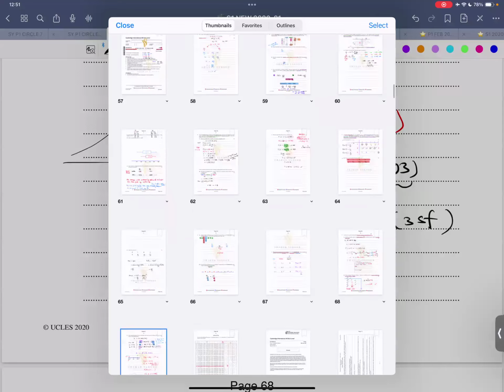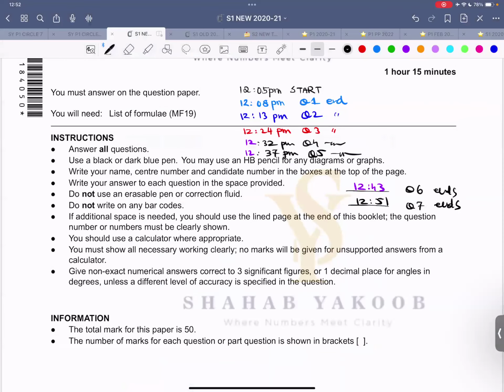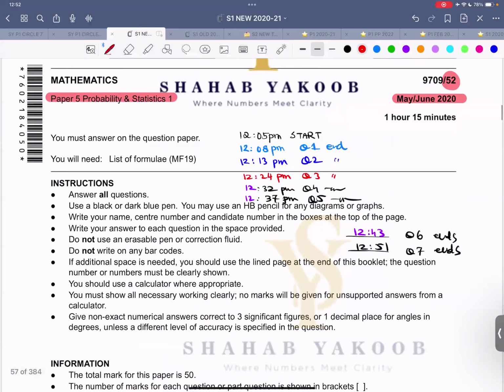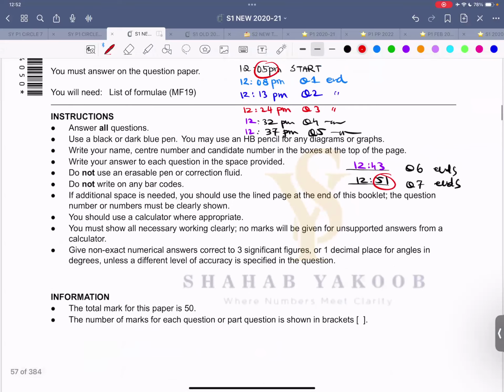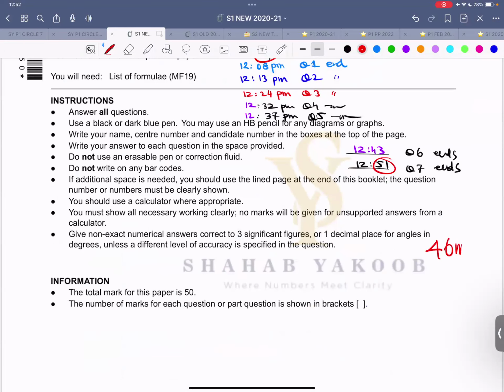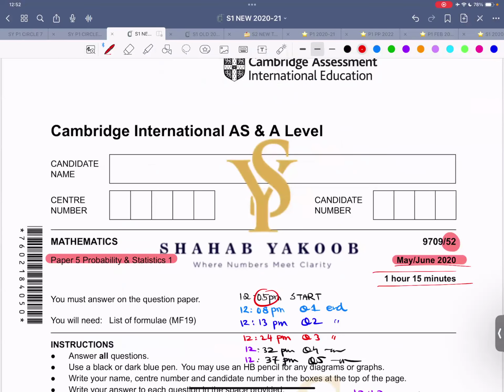It's 12:51. I think it's better than yesterday. We started at 12:05. We finish at 12:51. So how much is that? 46 minutes. That is a very good time to finish a paper that is designed for 1 hour and 15 minutes.